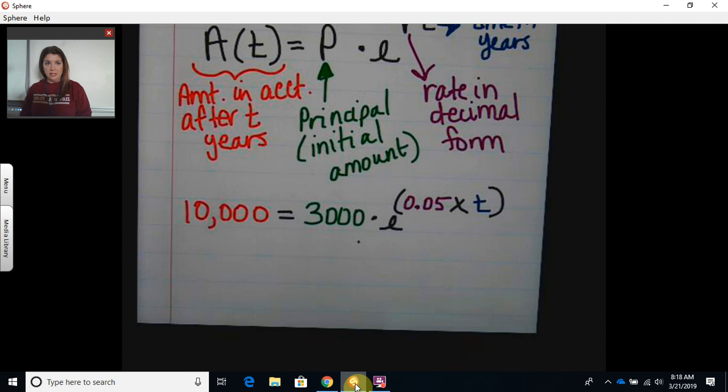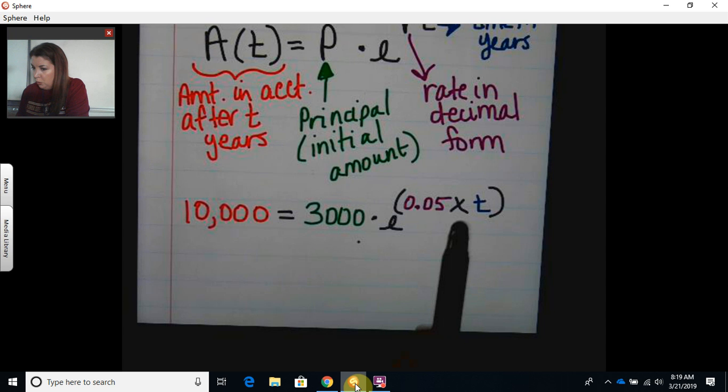All right? So our variable's in the exponent. This is the whole reason we learn logarithms. You need to know how to do logarithms for when you have a variable in the exponent. Any other equation we ever solve doesn't have a variable in the exponent, right? But logarithms do. So 0.05 times t, isn't that just 0.05t?